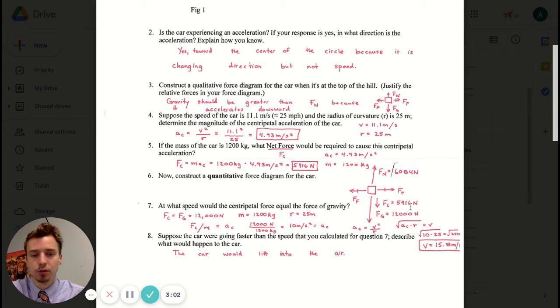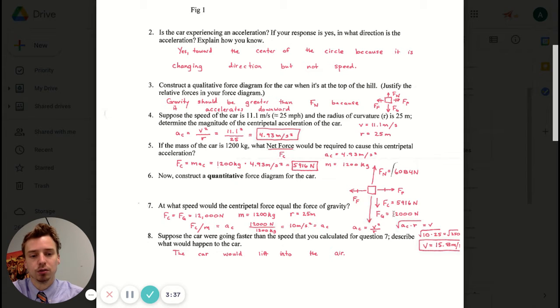So now a quantitative force diagram of the car. If we know the centripetal force is 5,916 newtons down, and we know the mass of the object is 1,200, multiply 1,200 by 10, you get the force gravity is 12,000 newtons. And then if the force gravity is 12,000 newtons and the force centripetal is 5,900, that means your gravity wins by 5,916, which means our force normal then must be 6,084.